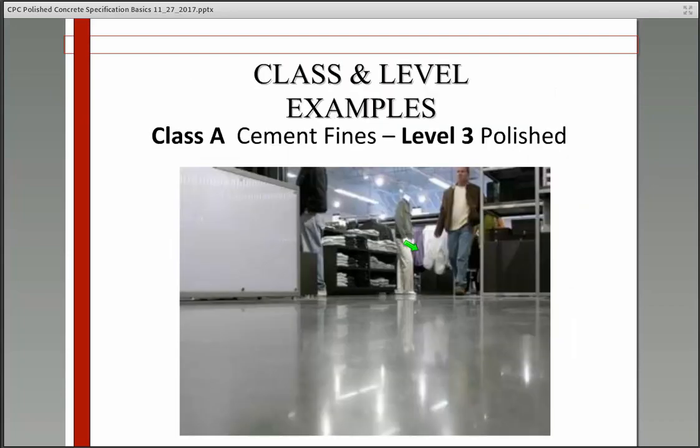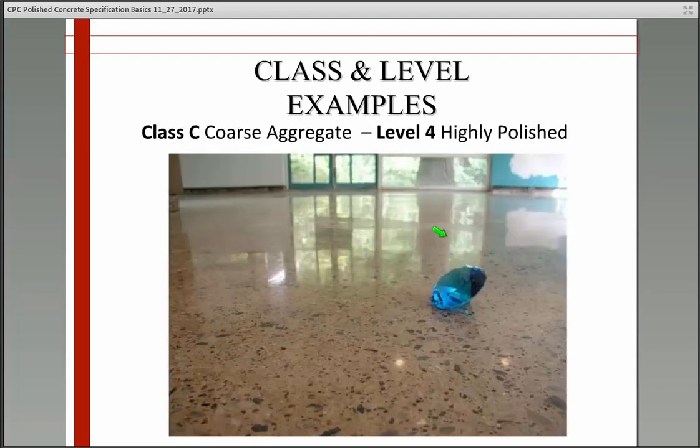Some of the examples here are the level 3 polish. So again, we're seeing good reflectivity, but not crisp, near-mirror reflectivity or clarity. This is a higher level, and again, you're going to see that we have some smaller and some larger, but we still consider this a coarse aggregate floor.